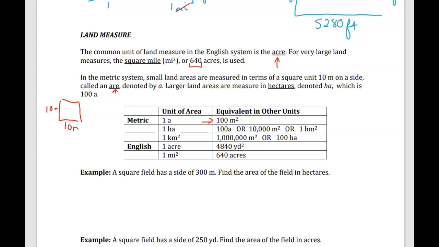Most of the time what we hear around here are acres. And so what that's looking at is 4,840 yards squared. And that's approximately 70 yards by 70 yards is an acre. What we're looking at type thing. It's 1 mile by 1 mile, is 640 acres.